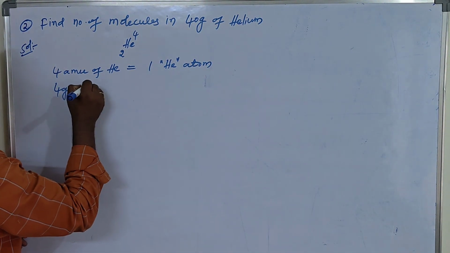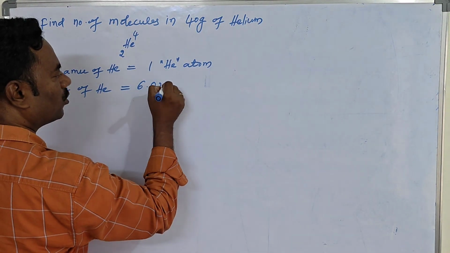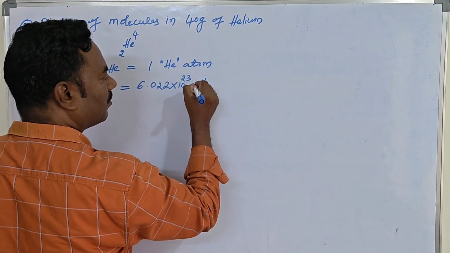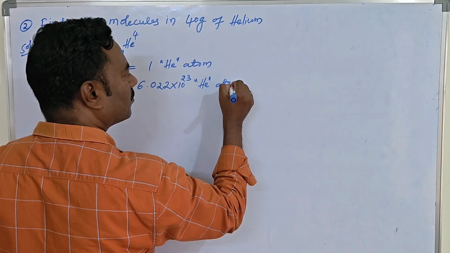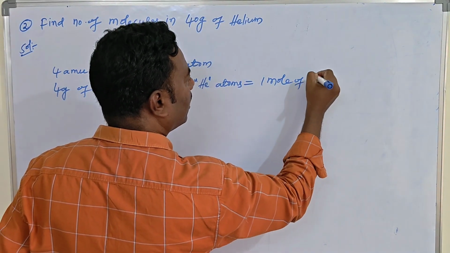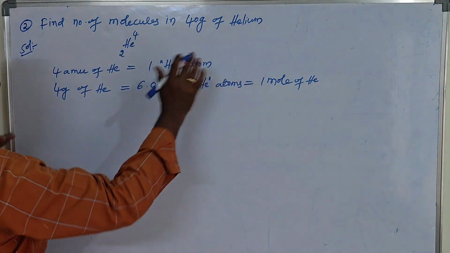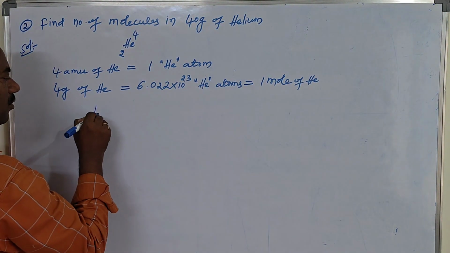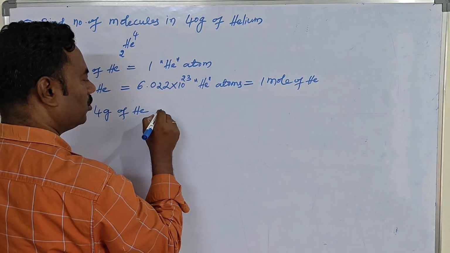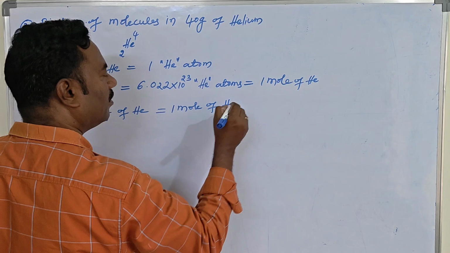4 grams of helium is equal to 6.022 into 10 to the power of 23 helium atoms. It is equal to 1 mole of helium. Well known basic data it is. From the basic data I know that 4 grams of helium is equal to 1 mole of helium.